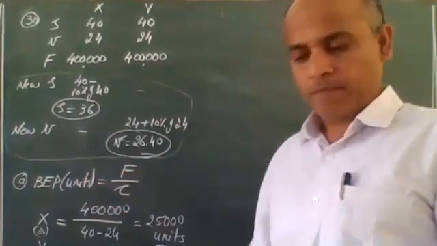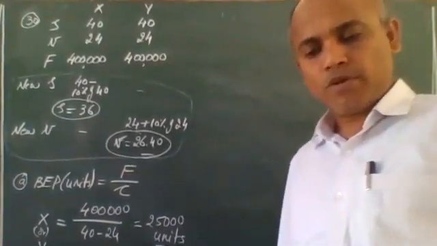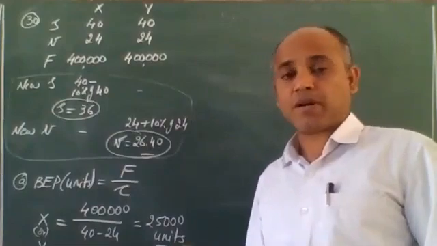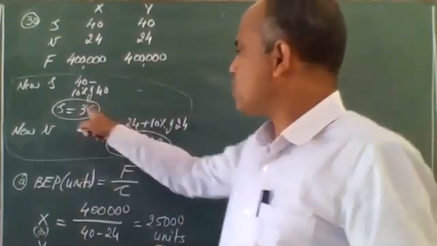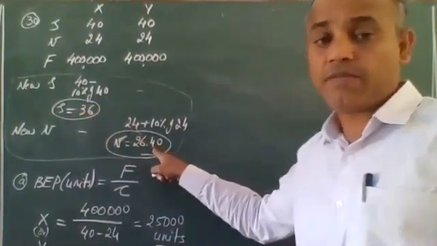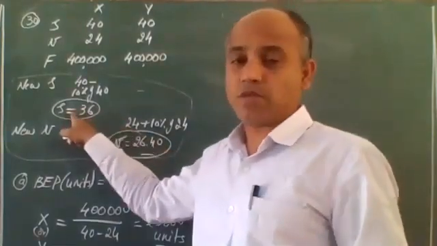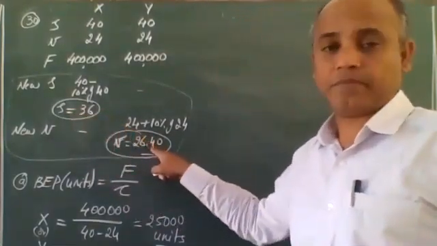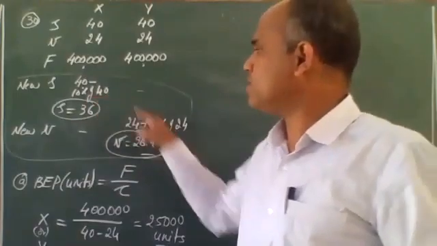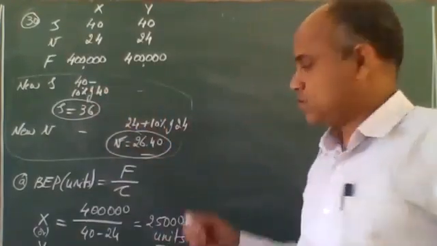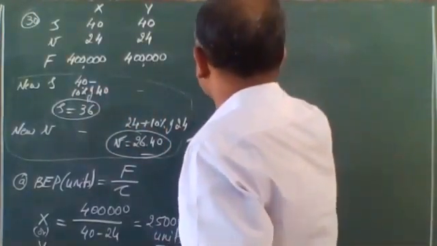This is the A bit. The B bit says, compute the break-even point after the change in price and cost. So there is some change in the price and the cost. Generally, whenever they say price, they are talking about selling price and cost. So we will take these changes and again do it. So let us see the B bit.